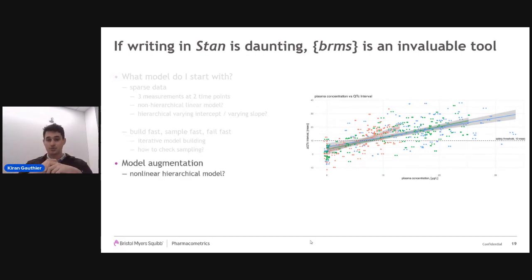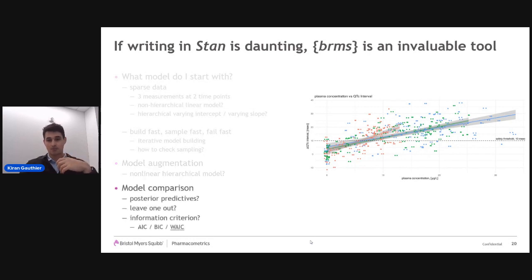Should I then move to a nonlinear hierarchical model? In this case, the PD is an Emax as opposed to purely linear. How do I compare these models? Do I use posterior predictives? Am I using some sort of information criterion?